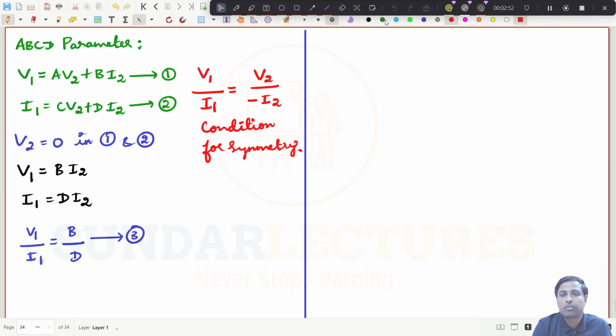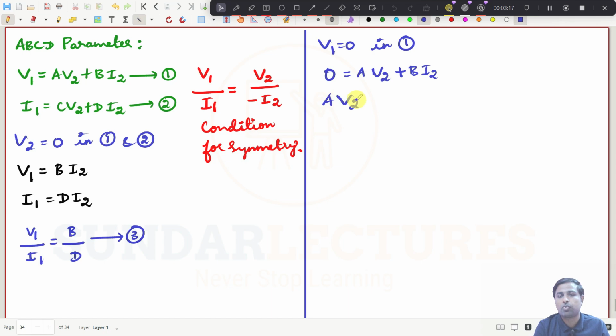Now put V2 equal to 0, so V1 is equal to 0. Where is V1? Here it is V1, right? So V1 is equal to 0 in equation number 1. There is no V1 here, so you don't need to put anything. So put 0, which is equal to A into V2 plus B into I2. You just bring this to the other side. So A V2 is equal to minus B I2. So if I write the equation for V2 by I2, you just bring this here: minus B divided by A.